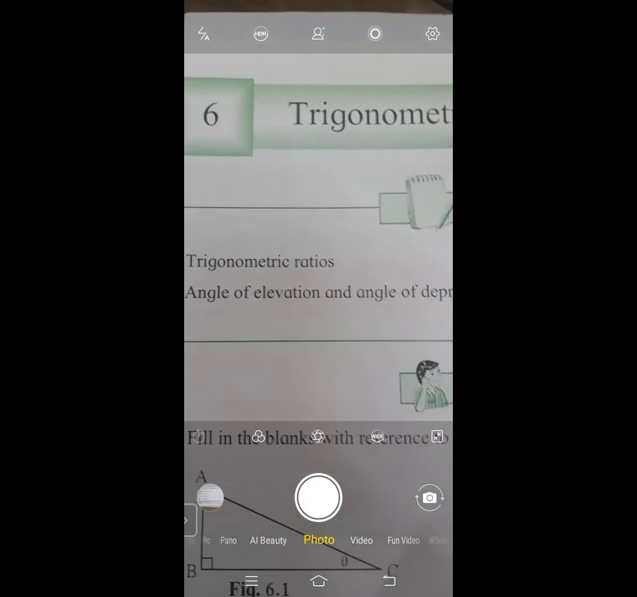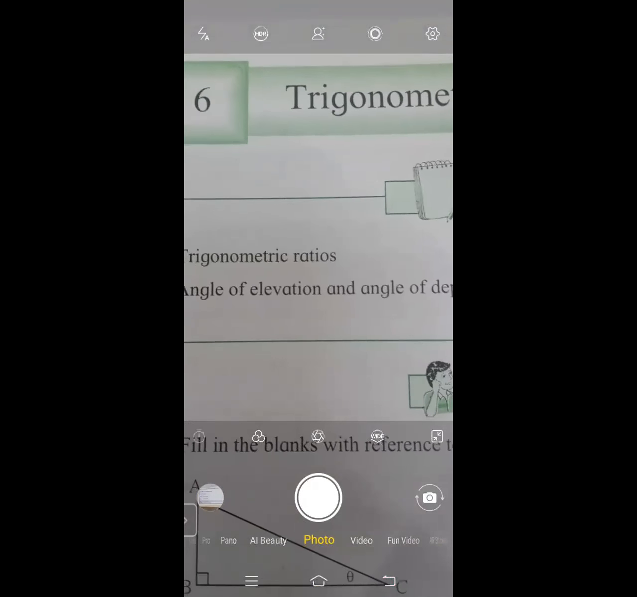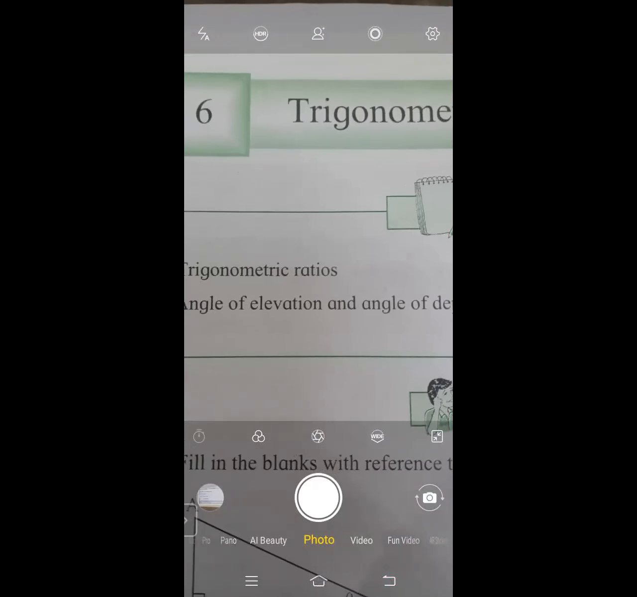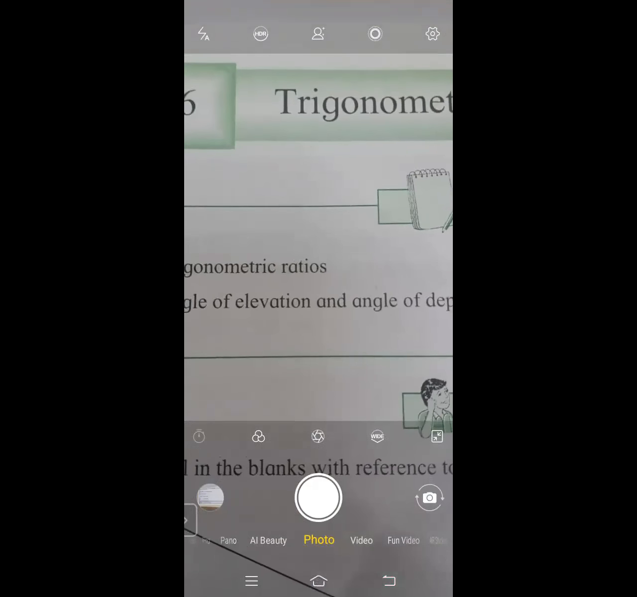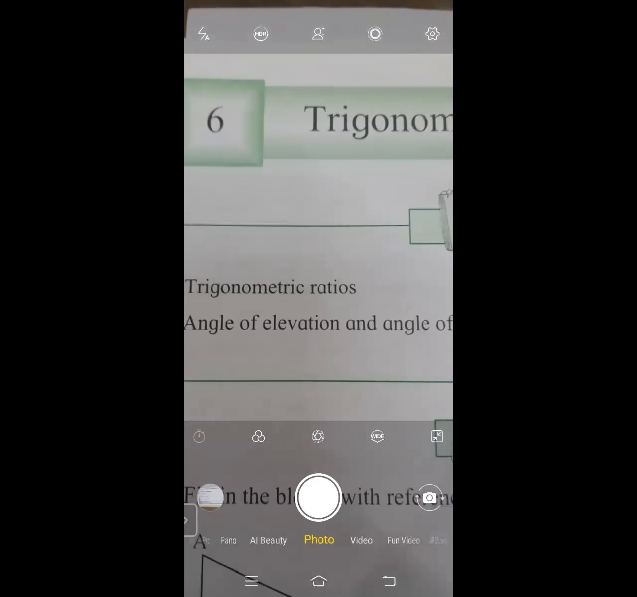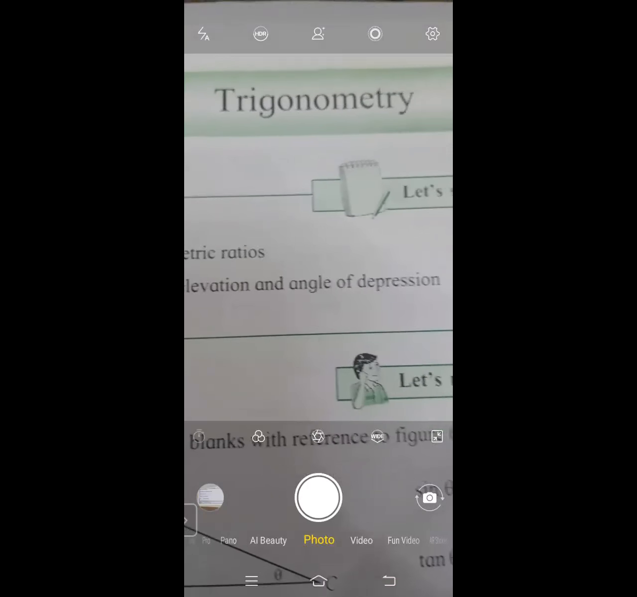We are here discussing, revising all the topics of geometry. Myself, Amruta Dhadge from Khairnagar Municipal English Medium School. And today we are going to revise our sixth chapter, which is trigonometry.